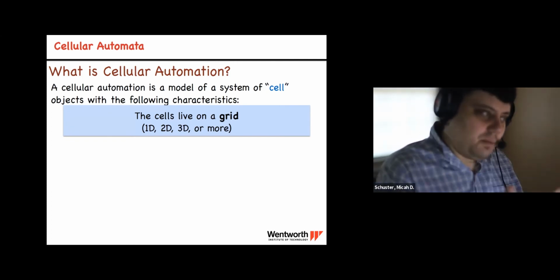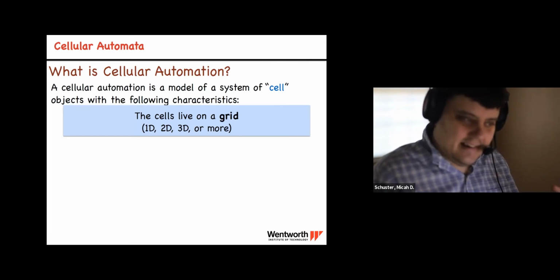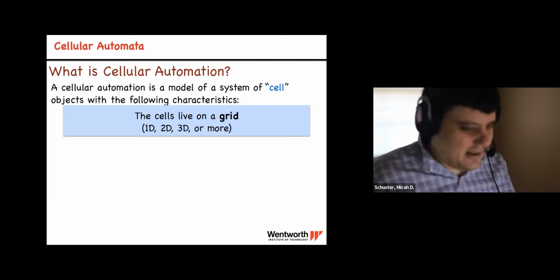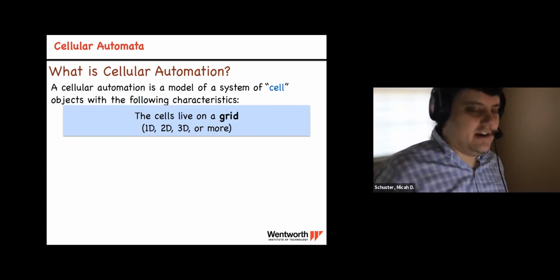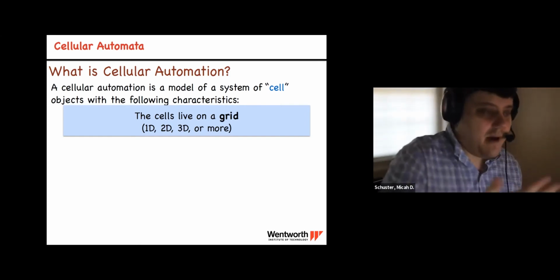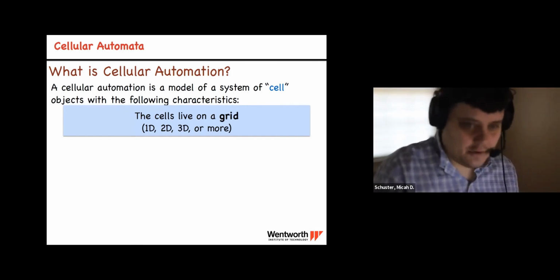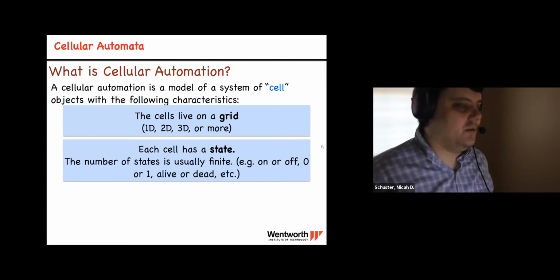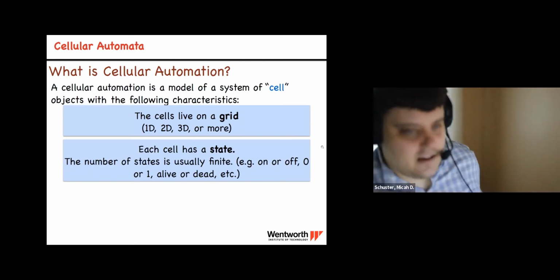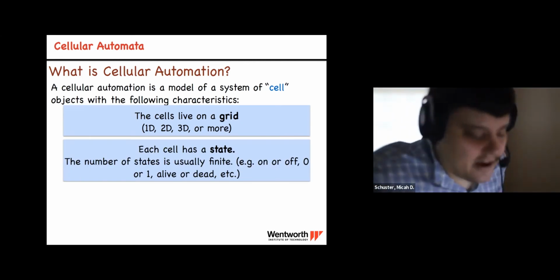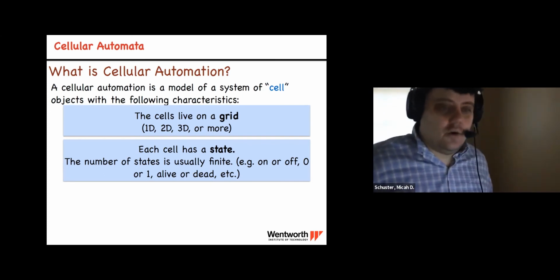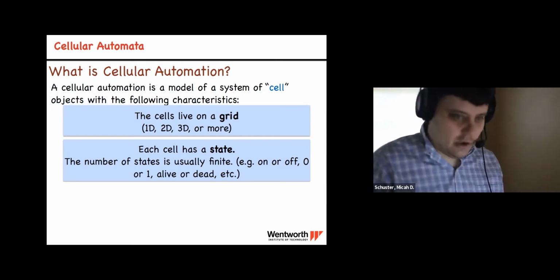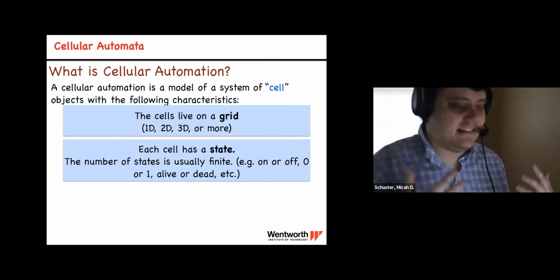Of course, displaying a 4D grid and visualizing it is probably going to be a little bit more difficult than 1, 2, or 3D. But you can do it. The math all works out. You can have a 4D matrix and do all sorts of stuff with it. Each cell has a state. Usually this is a finite value, not always, but usually it is. So I mentioned on or off, 0 or 1. That's the idea. That's the state.